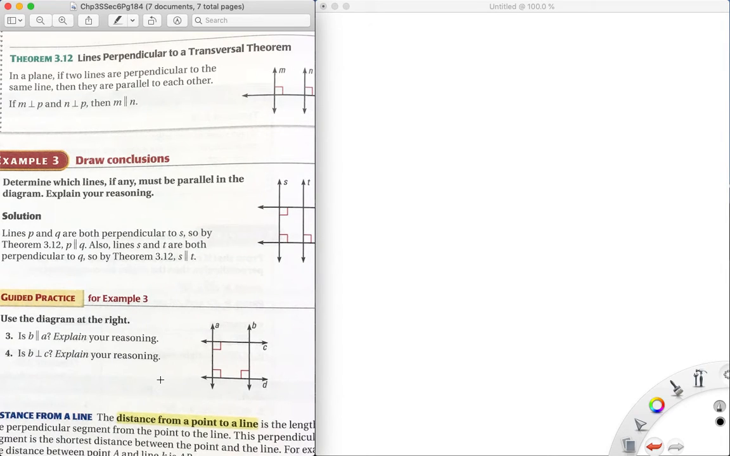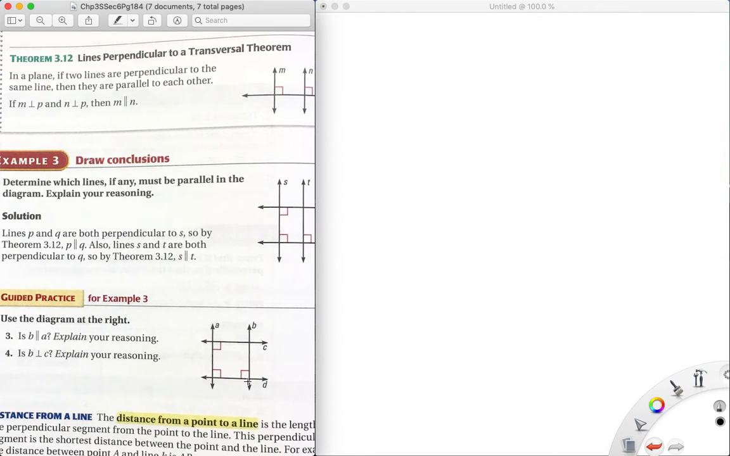Is B parallel to A? Yes, B is parallel to A. If you look at transversal D, D is cutting across A and B. So D is perpendicular to B, D is perpendicular to A. Therefore, they are parallel through theorem 312.